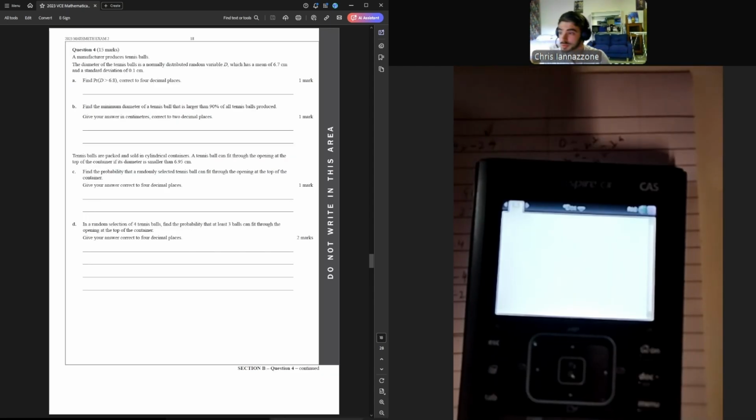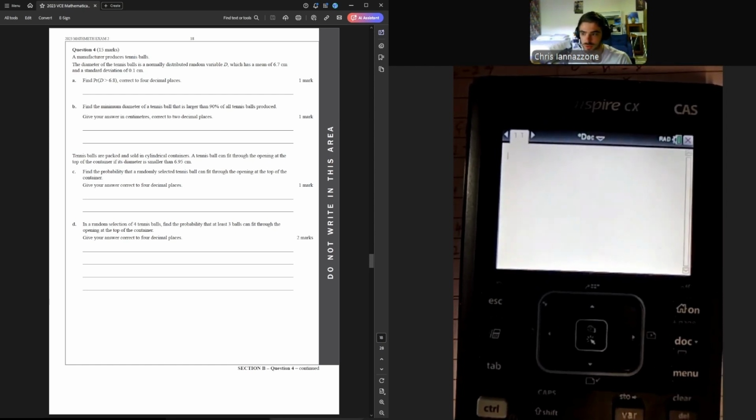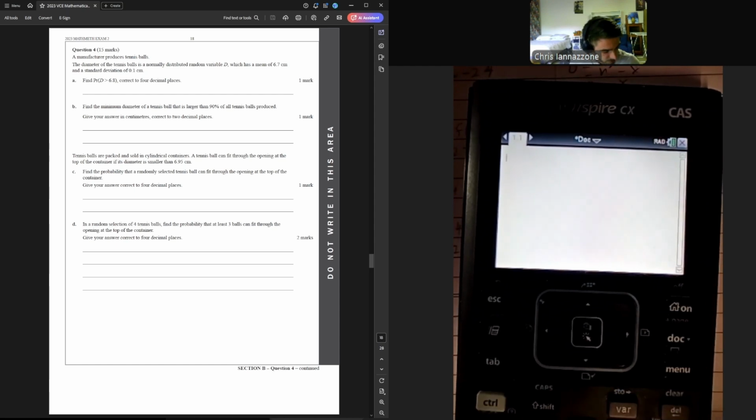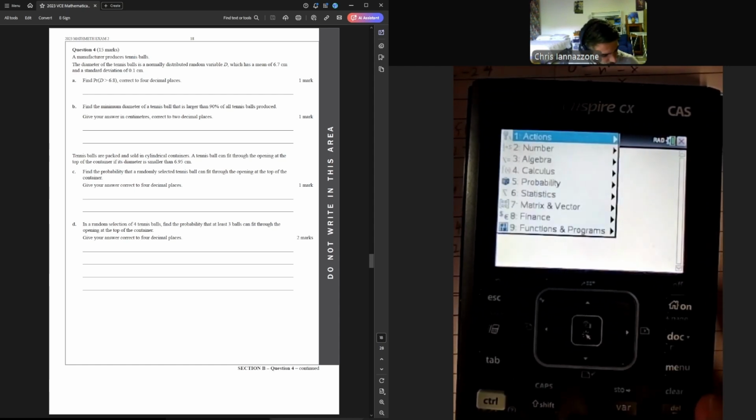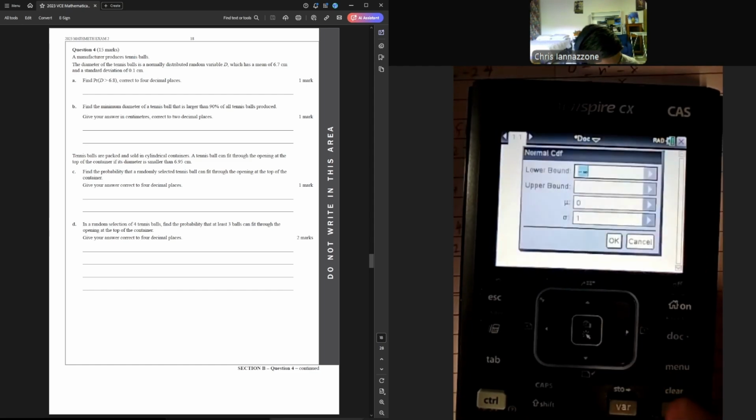Okay, on to some probability stuff. So, we are told this is a normally distributed random variable, and it has a mean of 6.7, standard deviation of 0.1, and we're simply just trying to find some probability. In this case, d is greater than 6.8. Anytime you're trying to do probability with normal distribution, you would use the normal CDF type function. So you go through your menu, finding the probability, distributions, and then number 2, normal CDF.